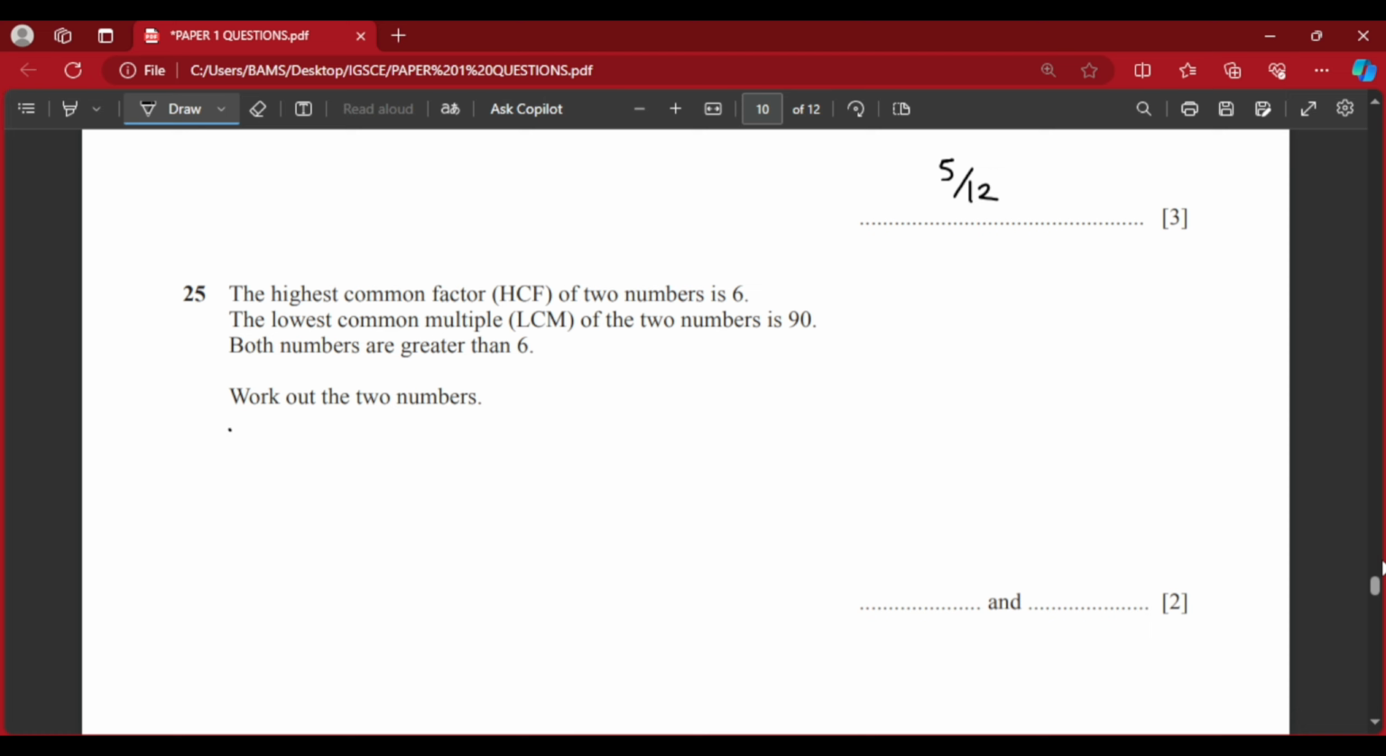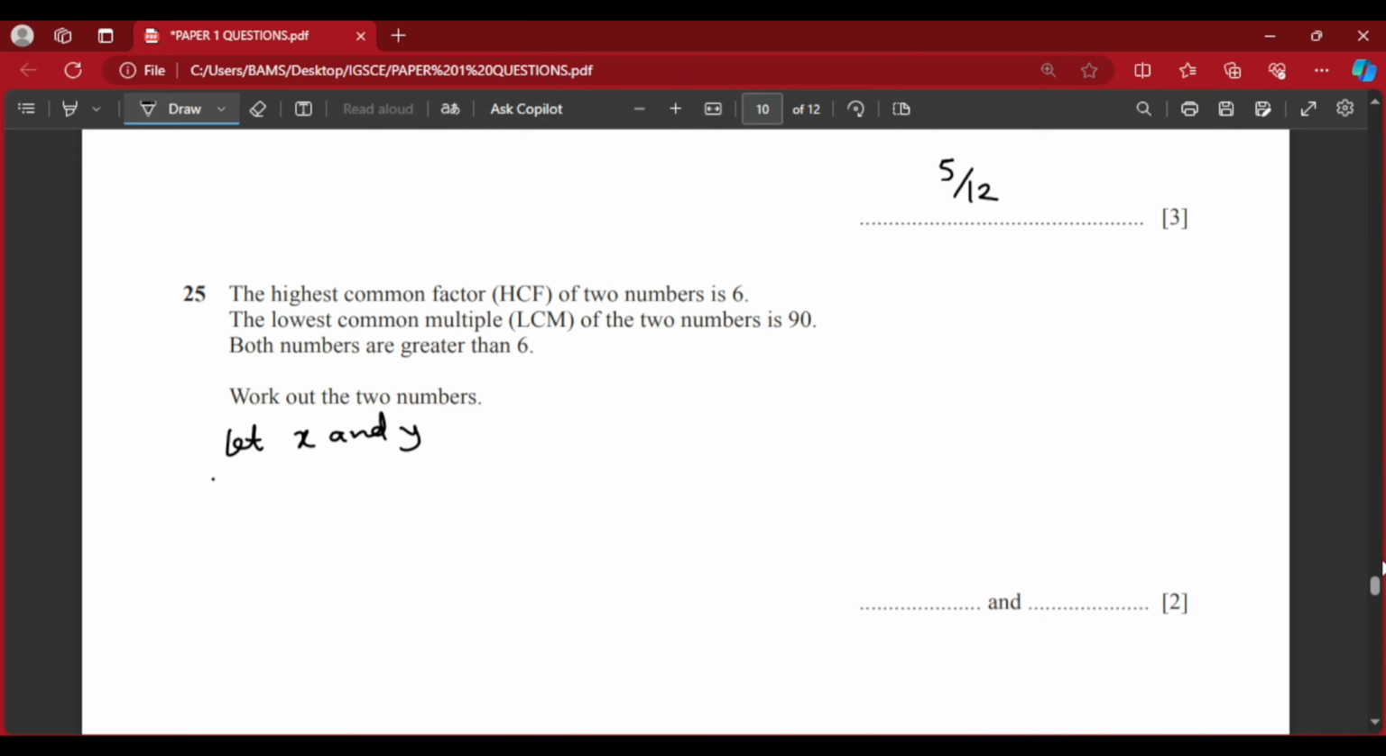So let the numbers be x and y. The numbers we are trying to find, right? Okay. So what I want to do is that the HCF of two numbers.